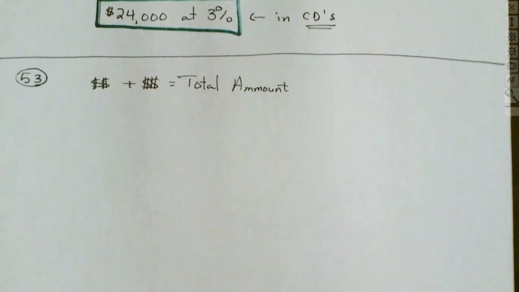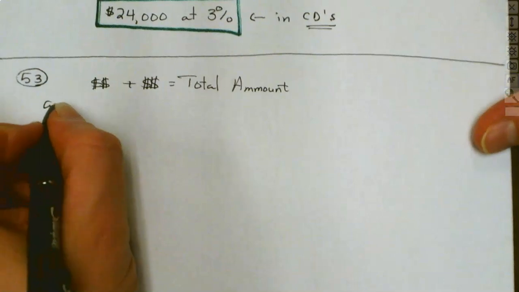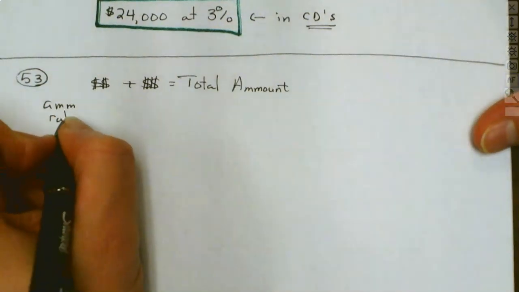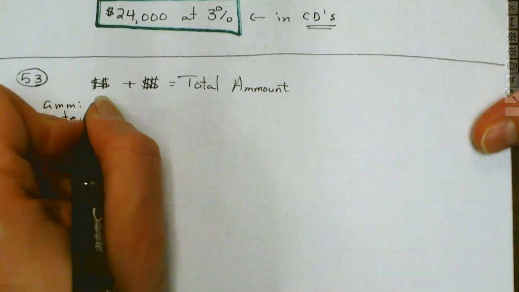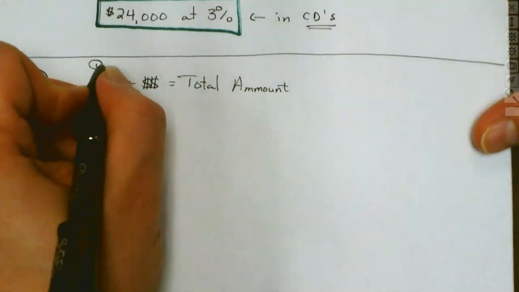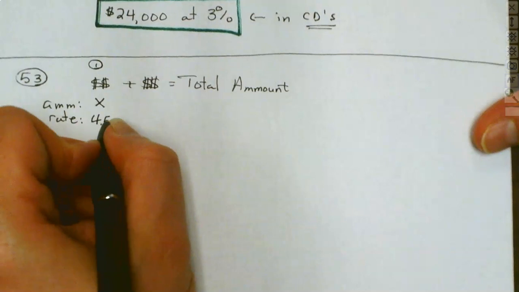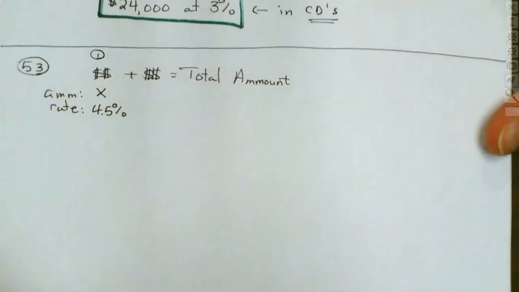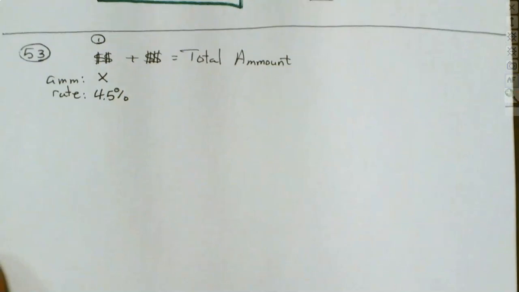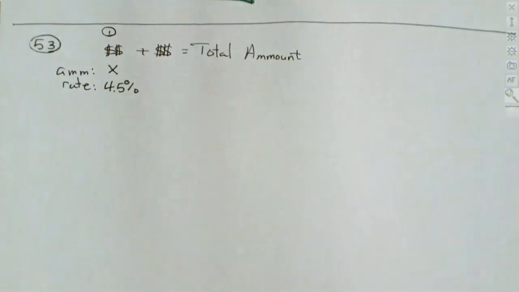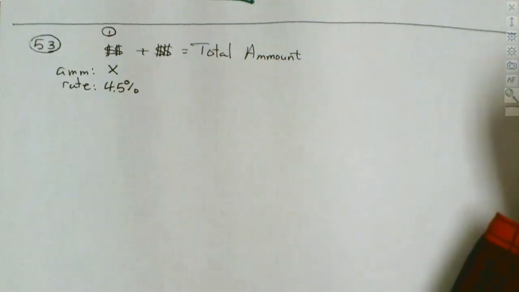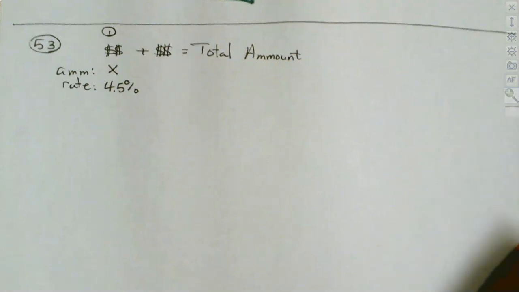So to start off with, Michelle invested some money at 4.5%. So we have no idea how much money is in there, so we're going to use the variable x. And then our percentage rate is 4.5%. Is everyone okay with the setup on that? Okay, so we got our first account. We have no idea how much is in there, but we know it pays 4.5%. And then it is a little bit trickier on the second one.